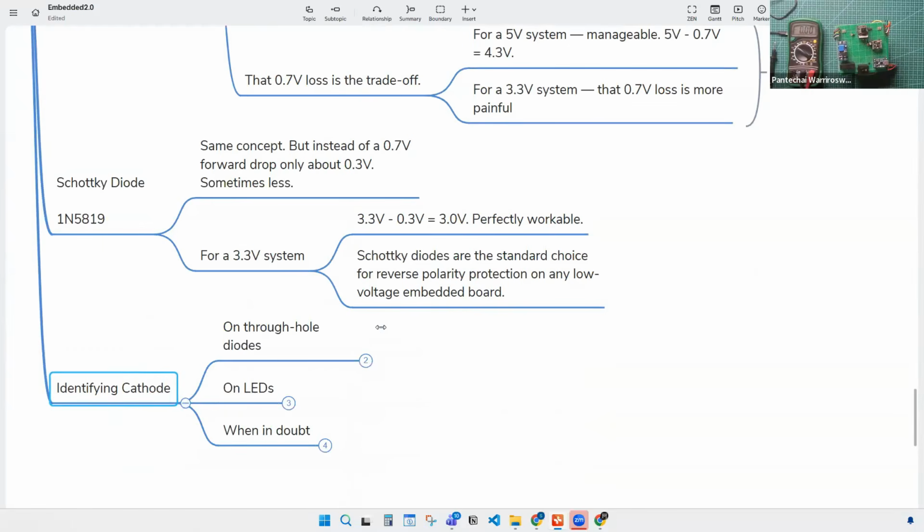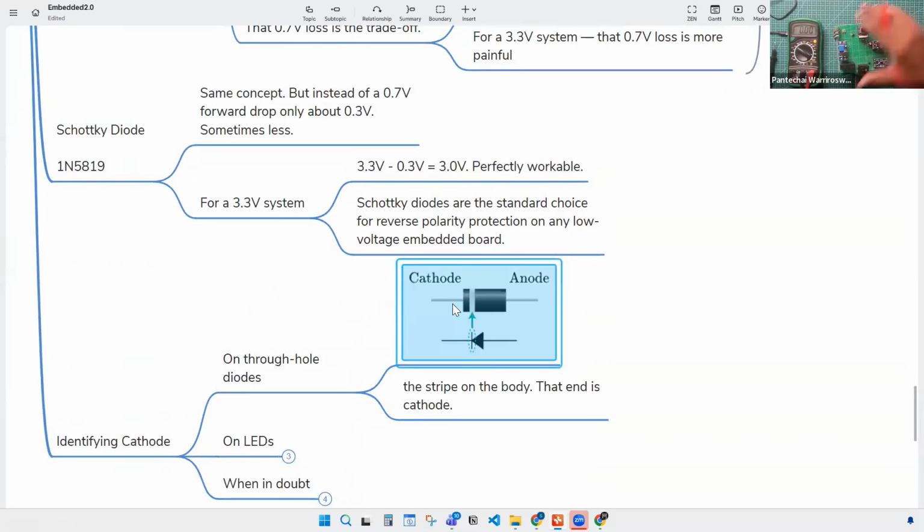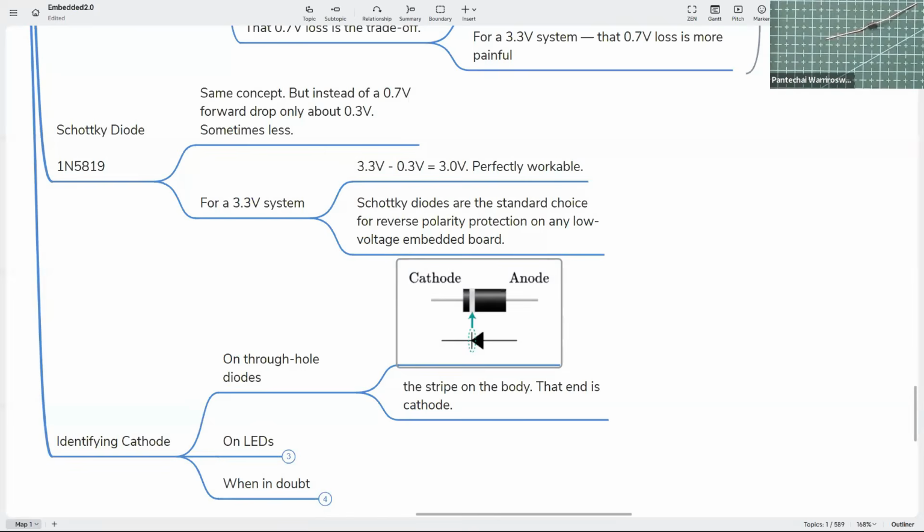And Sanjay, how can I identify the cathode in diodes? Very simple. Wherever there is a line in the diode, you can look out for the gray color line. When there is that gray color cut present in this diode, that is called the cathode. Here you can see that gray color stripe. Where there is a gray color stripe, that is called the cathode.